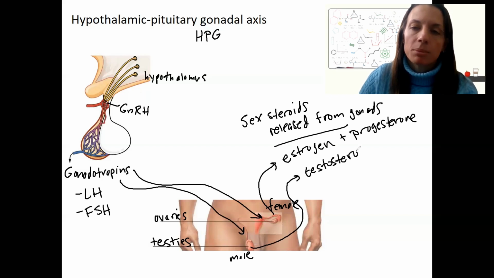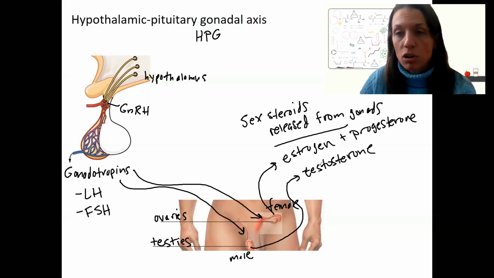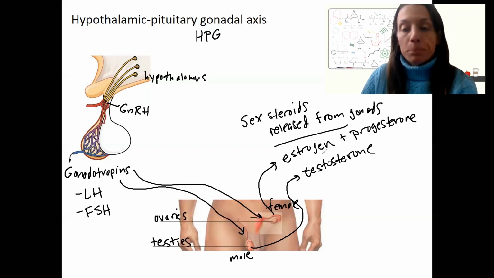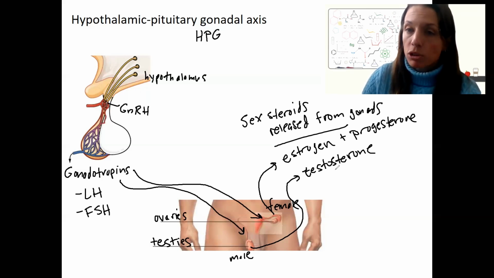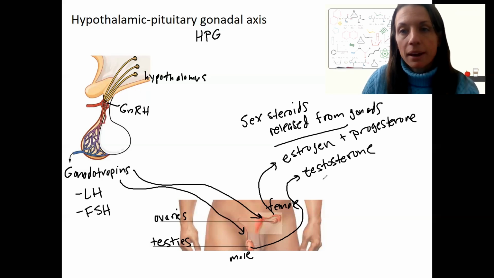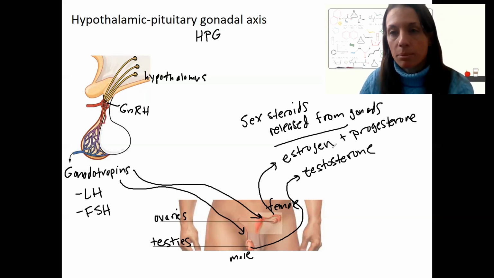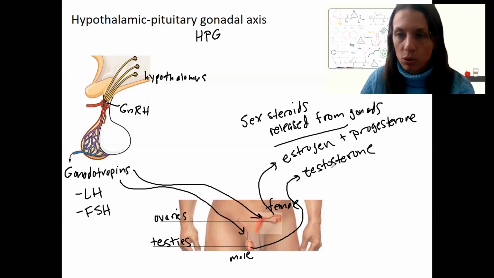Now, it's actually complicated because testosterone can be metabolized into estrogens. Testosterone is also produced in the adrenal gland in females. Males also produce estrogen and progesterone. But we'll get into this more next week. Testosterone we will talk about a lot more in the male body. Estrogen and progesterone we will talk about a whole lot more in the female body. In reality, it's not that simple, of course.